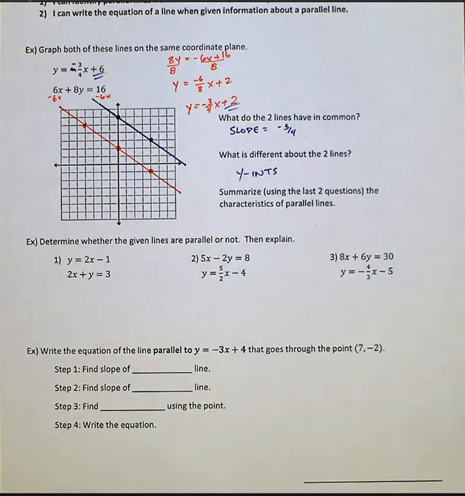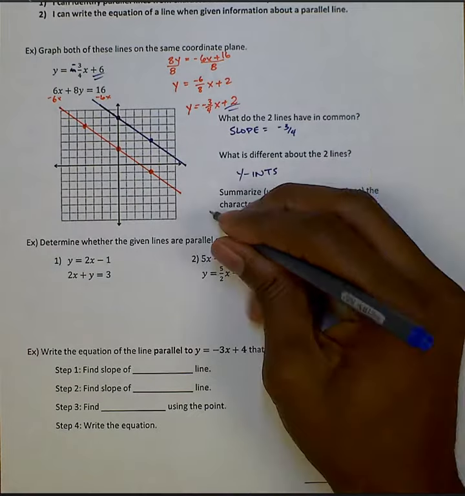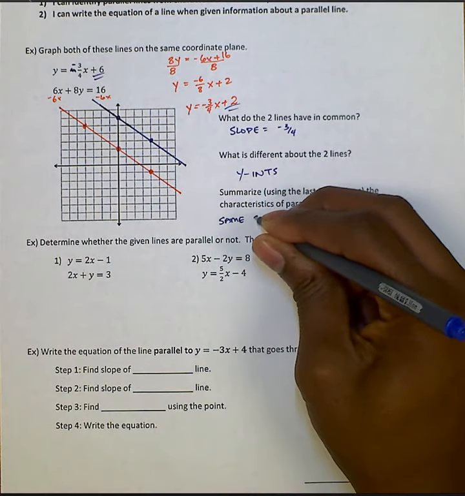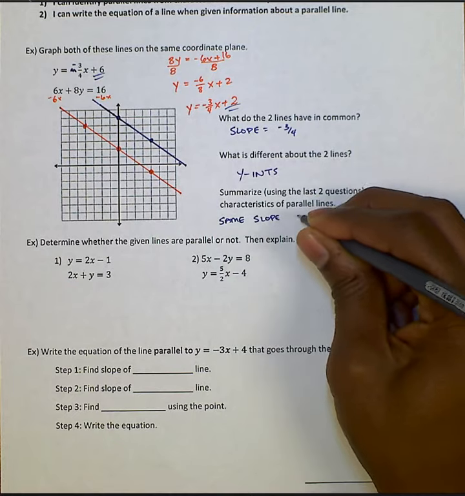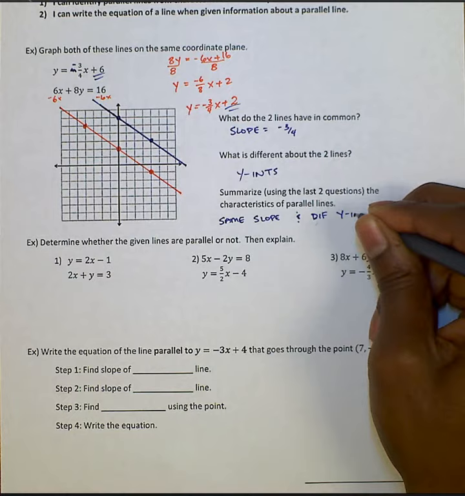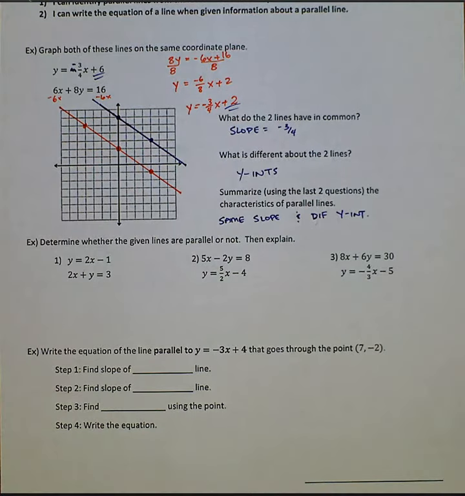So, in order for two lines to be parallel, this is what they have to have. Parallel lines have the same slope and different y-intercepts. Alright, and so that's what we'll use from here on out to identify parallel lines.